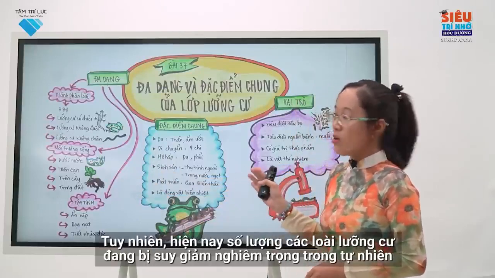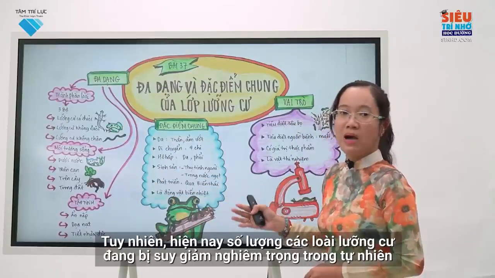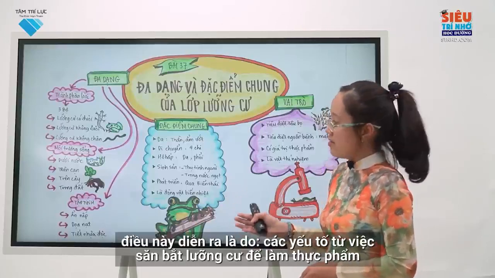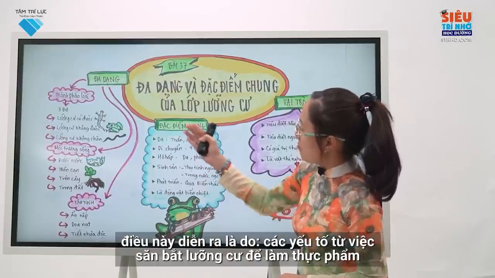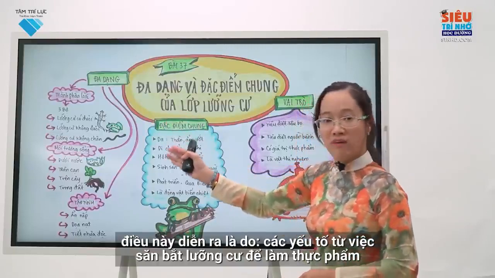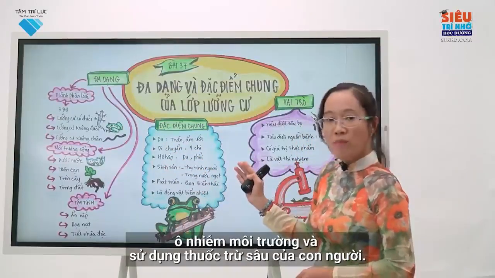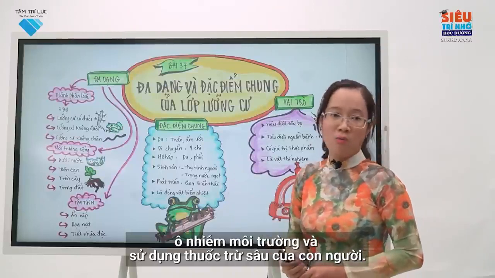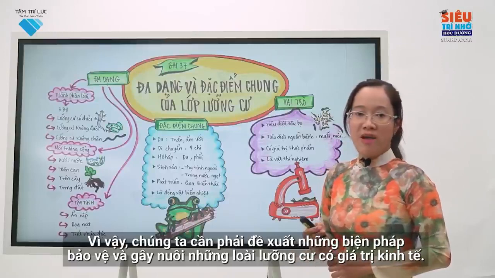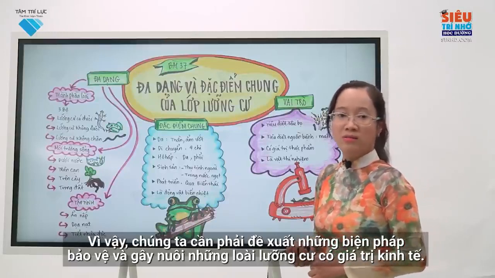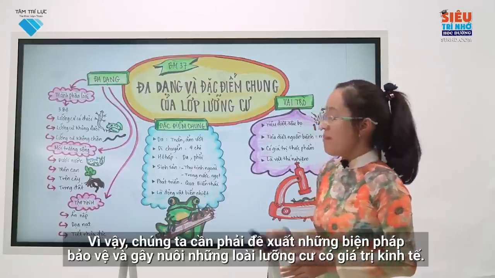However, recently the number of amphibians has been decreasing severely in the wild. This is due to factors ranging from hunting amphibians for food, environmental pollution, and human use of pesticides. Henceforth, we need to propose measures to protect and breed economically valuable amphibians.